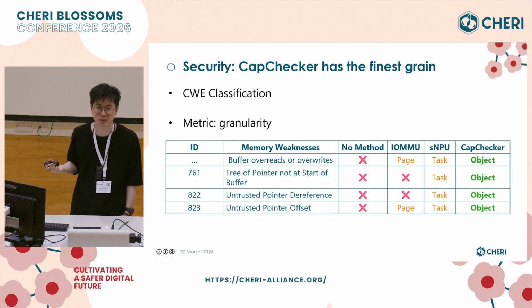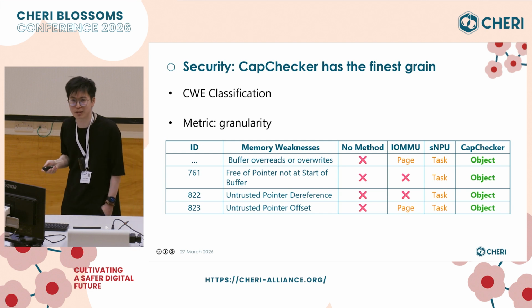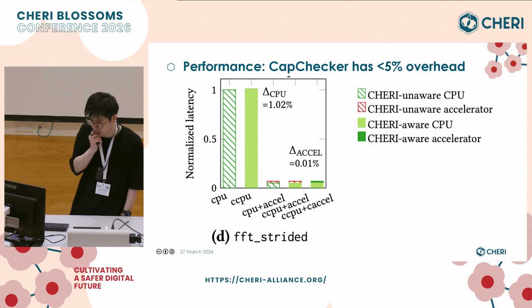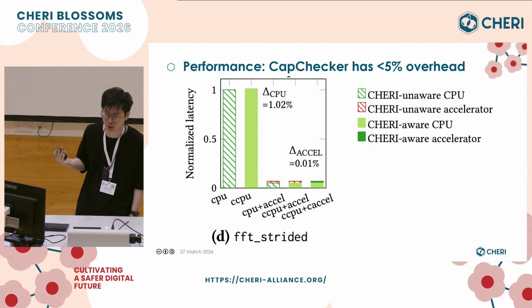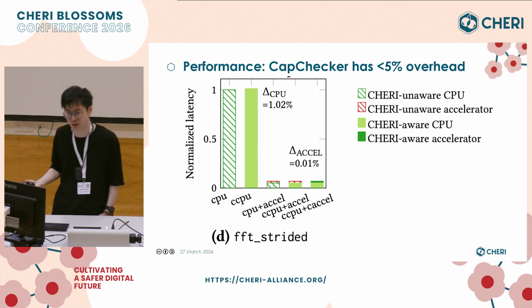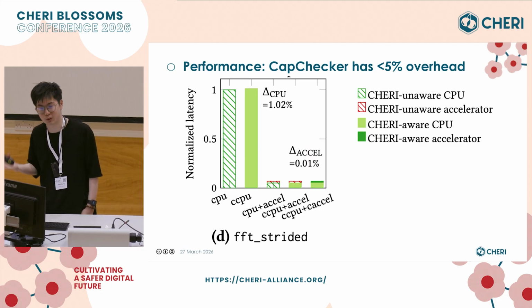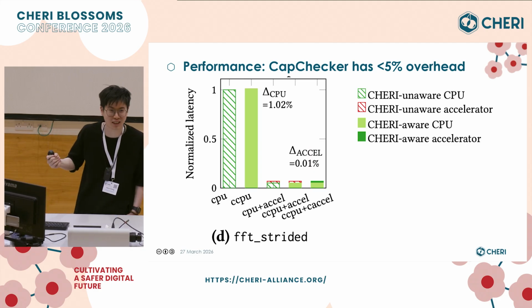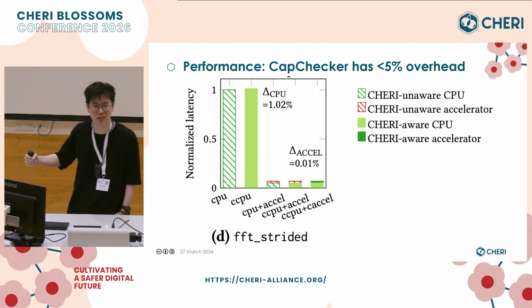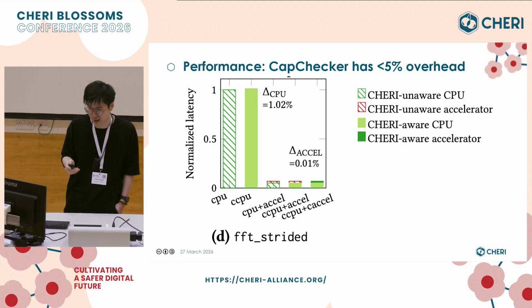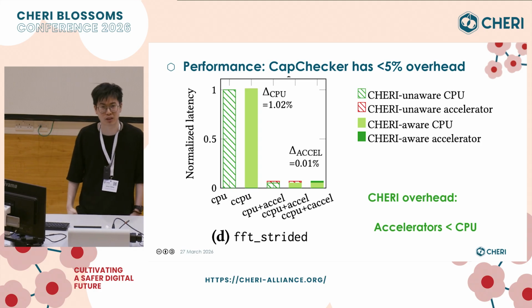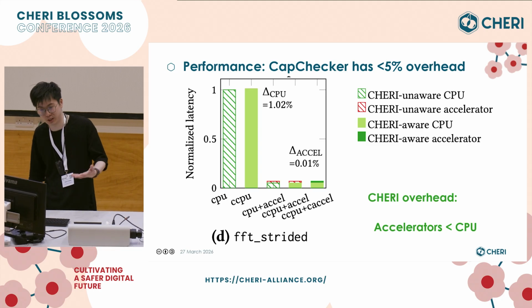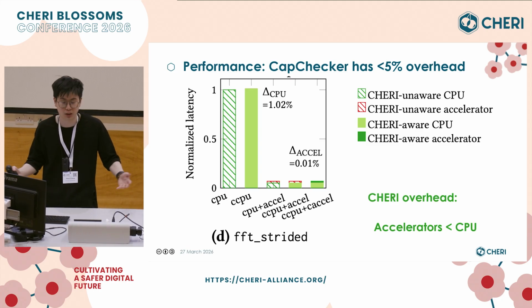But what is the performance overhead, right? This is what industry cares about. So we measure the same application running on four different targets: a normal CPU and a CHERI CPU, then a normal CPU plus a normal accelerator, a CHERI CPU plus an accelerator, and then a CHERI CPU plus CapChecker. The key point here is that if we apply CHERI system-wide, the overhead on the accelerator is way smaller than on the CPU. That is because accelerators are usually deeply pipelined and parallelized.